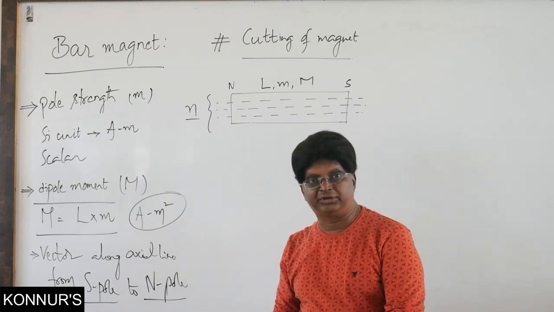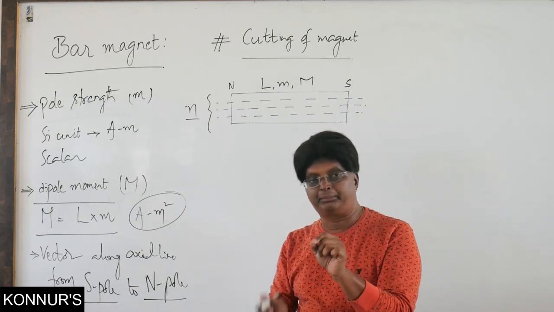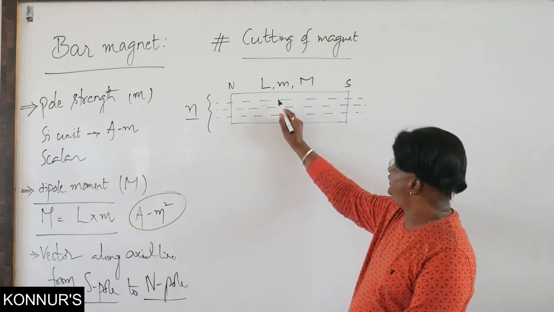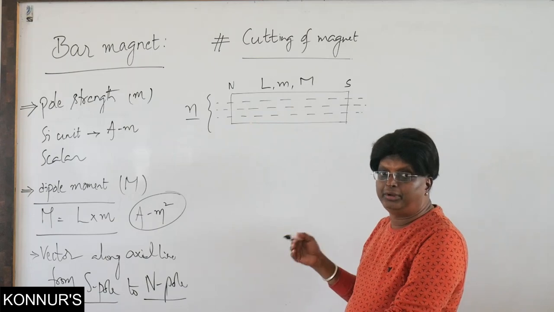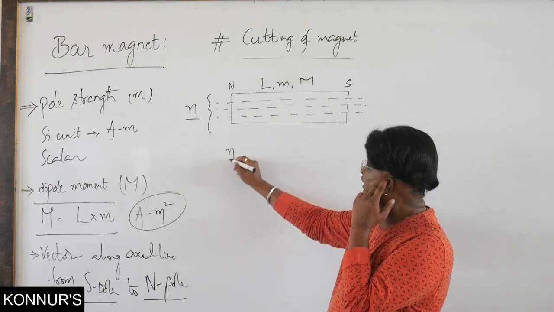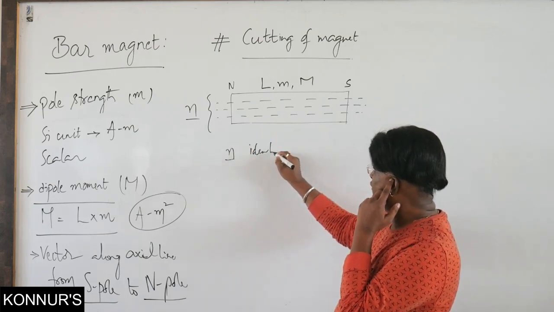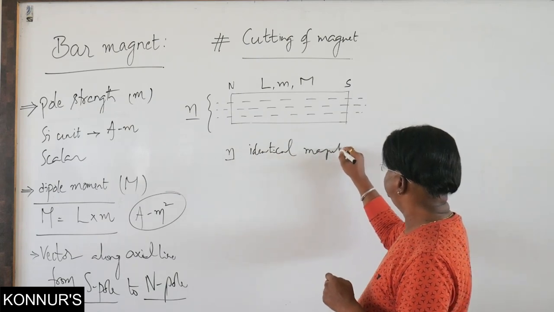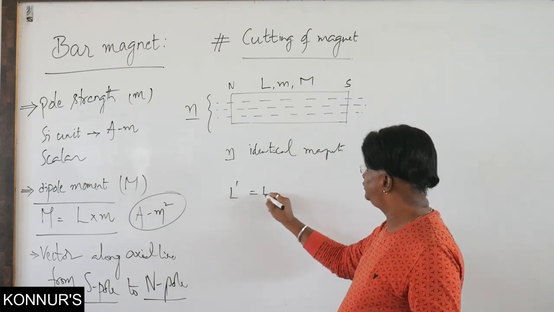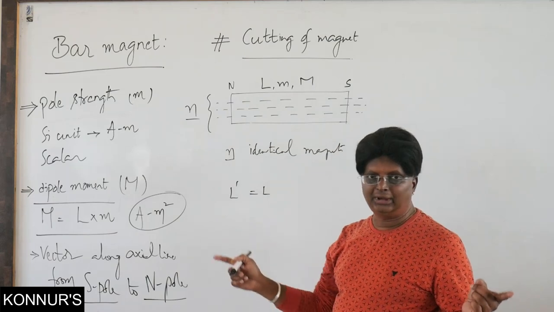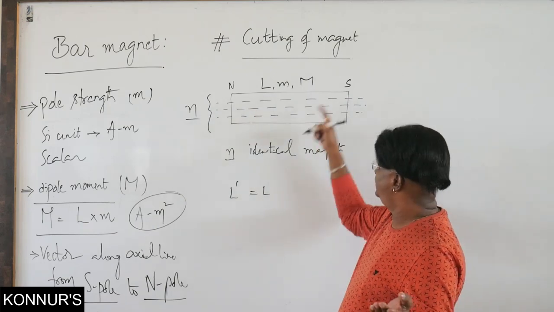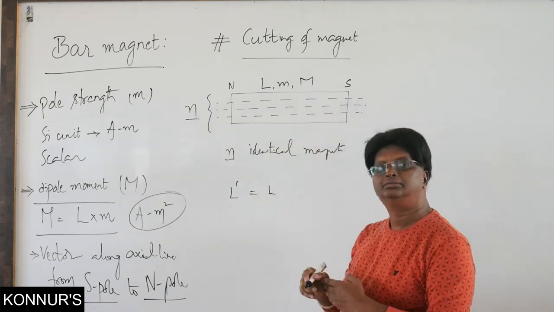Therefore, whenever you are reading the question, don't just look for parallel or perpendicular, because that is such an important thing. I am now saying, according to me, it is parallel to the axial line, that is perpendicular to the equatorial line. Then, according to our previous discussion, we get N identical magnets, such that for each of the shorter magnets, L dash is equal to L. No change in the pole strength? Pole strength depends only on the cross section, but length is not changing. L dash is equal to L, that of the bigger magnet.